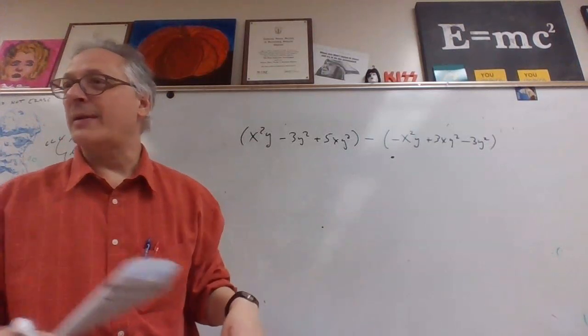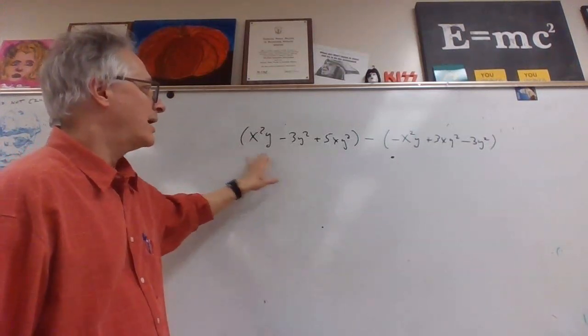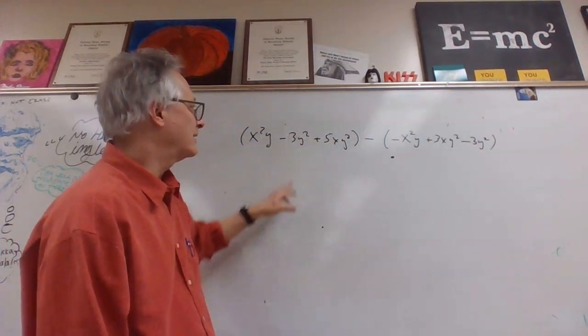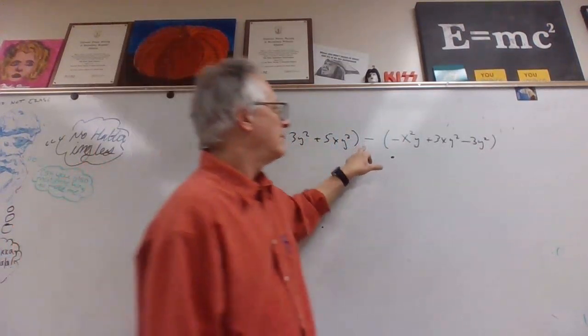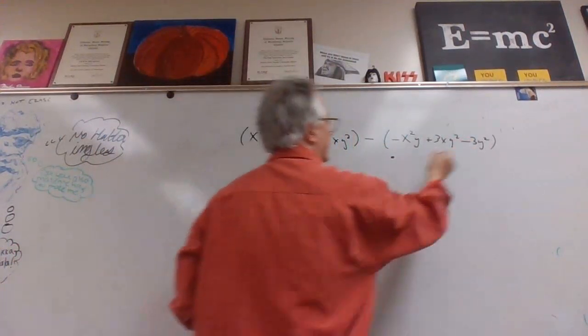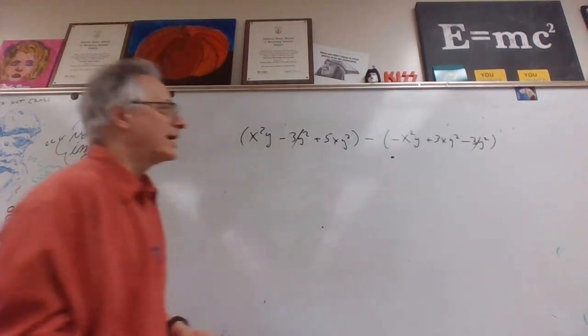And what I do is I look at this right away and I see, can I get rid of anything to make my life easy? I got an xy minus a minus xy. That's not going to get rid of anything. I've got a negative 3y squared minus a minus 3y squared. So those are going to go away. Now I play with what I have left.